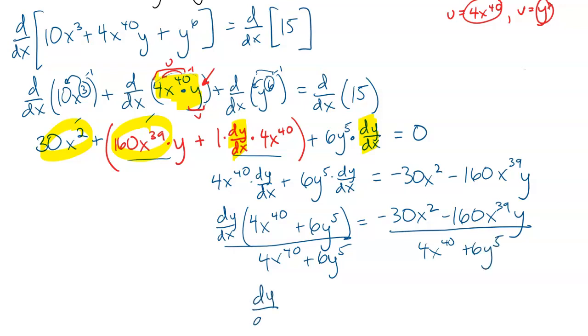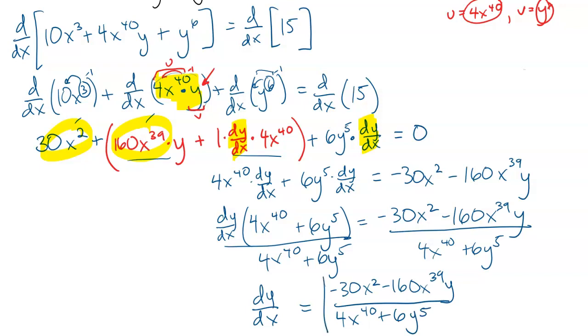So our dy dx, or our derivative, is going to be defined by this right here, negative 30x squared minus 160x to the 39th power times y, all over 4x to the 40th plus 6y to the 5th. And this is our derivative. So our derivative is defined implicitly as well. So there's x's and y's. So if I ever need to find the rate of change at any point on this implicit function, then we need to plug in both the x and y value to find that slope. Hope that makes sense.